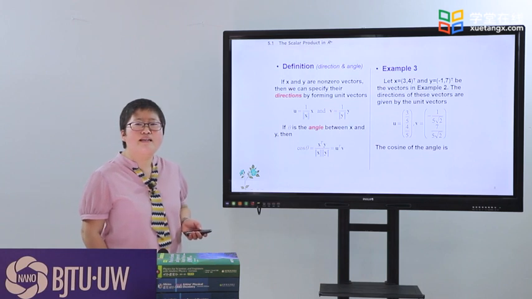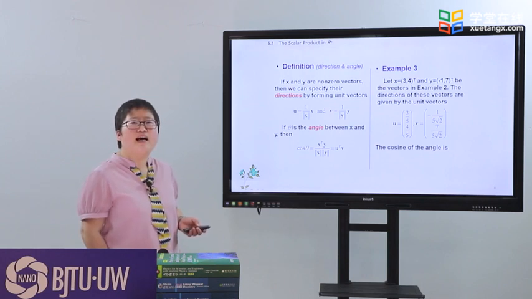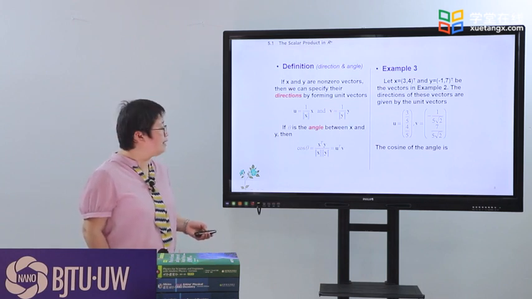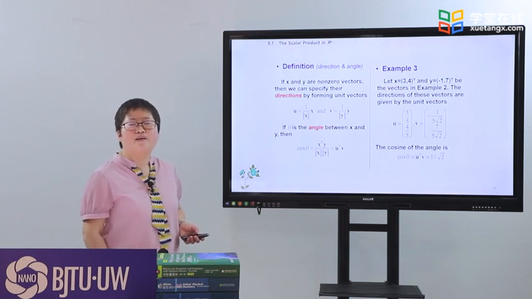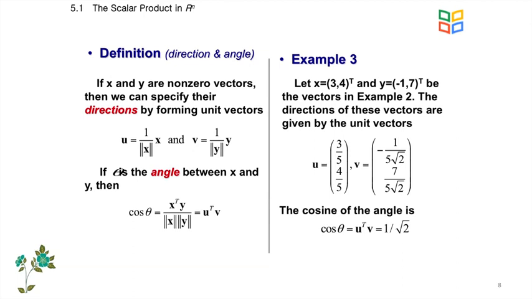The cosine of this angle is cosine theta just equals u transpose v, equals the scalar product of the directions of these two vectors. Equal the scalar product of the unit vectors along these directions. So it is just 1 over square root of 2. So theta equals pi divided by 4.